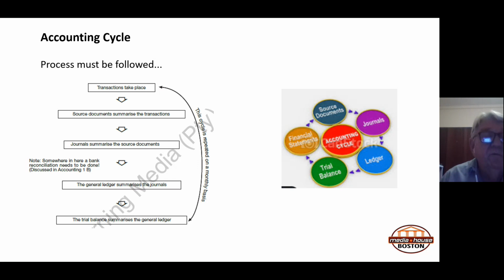Then once we've done the journals, we record it in our general ledger. So the general ledger is a book that has all the different accounts in there, each account on its own, and all the transactions will be recorded in there. And then once we come to the end of a financial period, we'll do a trial balance. A trial balance is where we take all the debit amounts and all the credit amounts and add them together, and all the debits must be equal to all the credits.